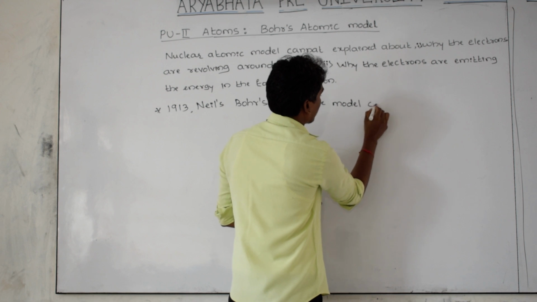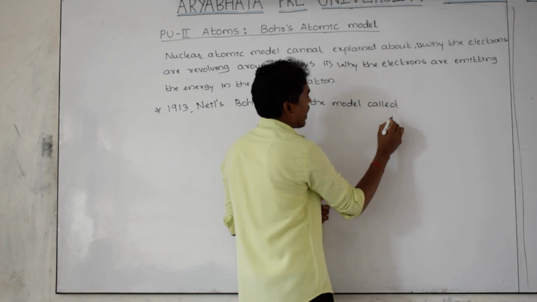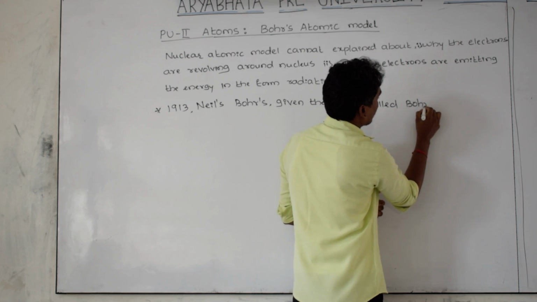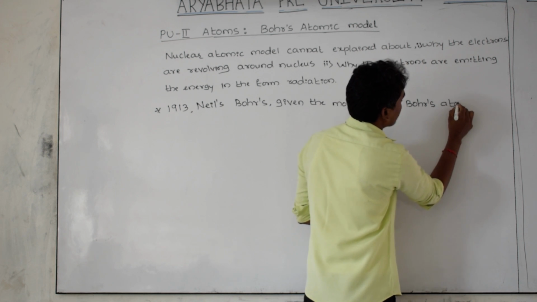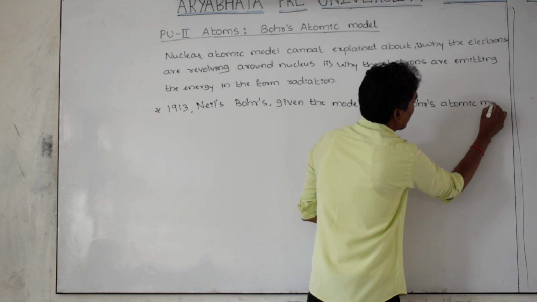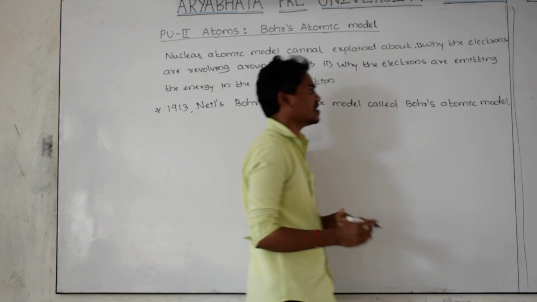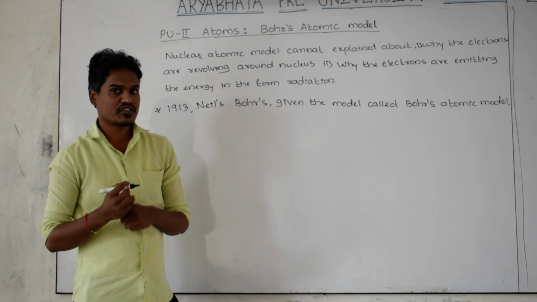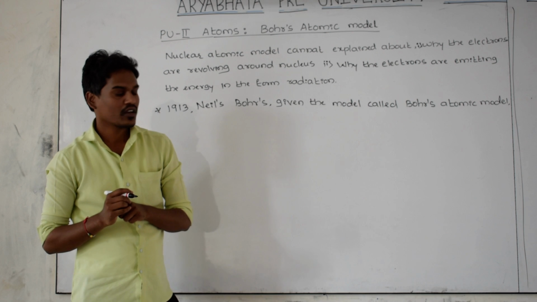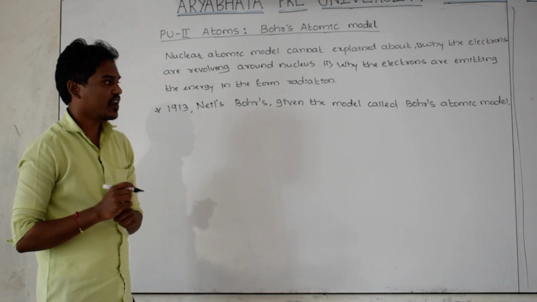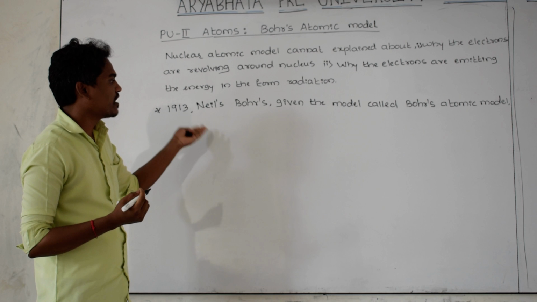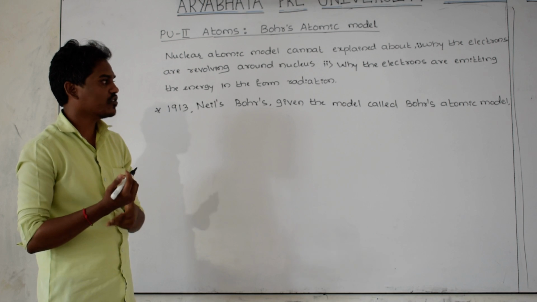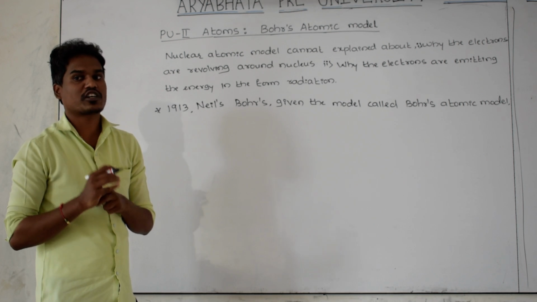Bohr gave the model called the hydrogen atomic model, or you can call it Bohr's atomic model. And here in his explanation, he has taken the example of the hydrogen atom, which, as you know very well, has only one proton. That's why he took that as an example, and it is a very simple atom. By using that atom, he explained these two reasons, and he gave some postulates.